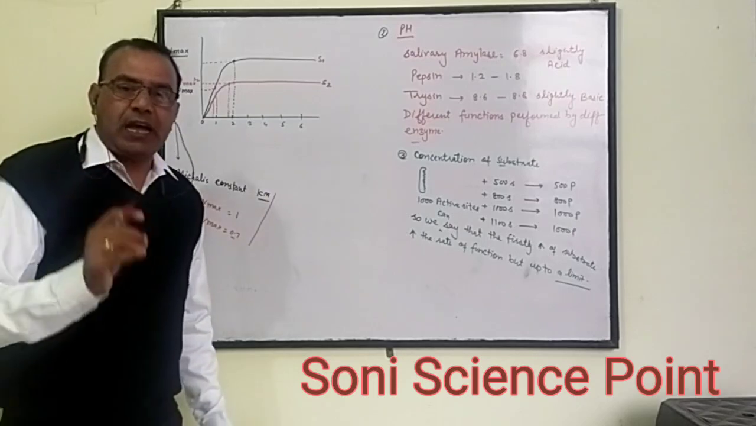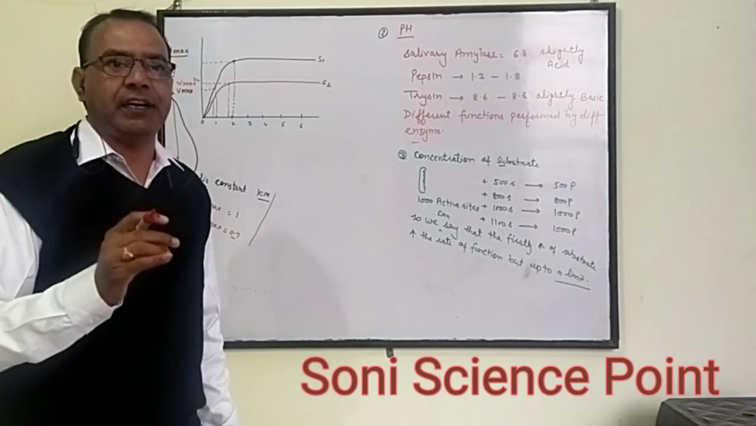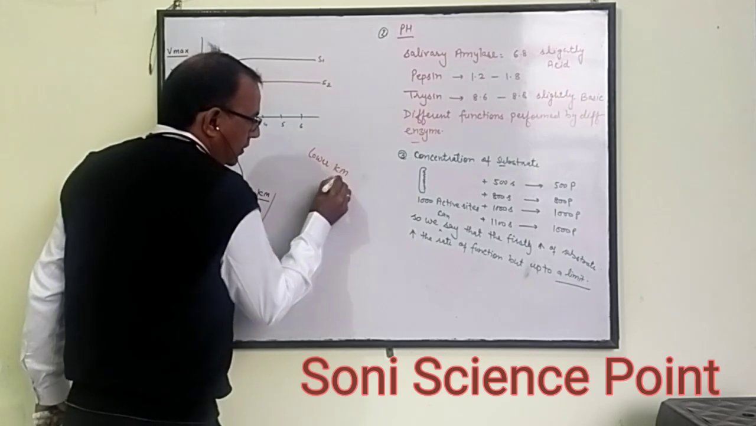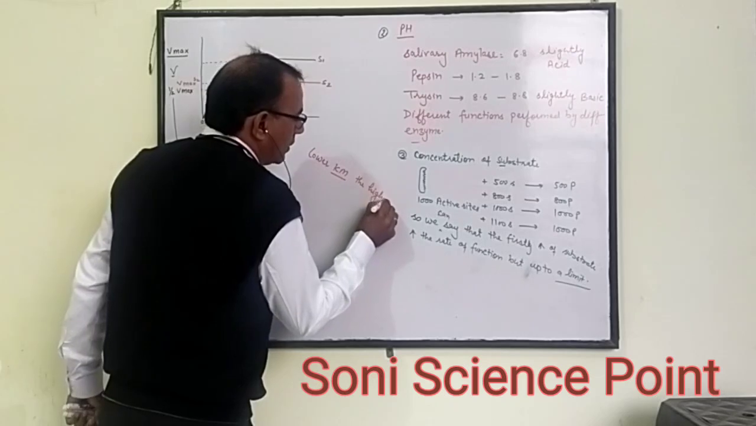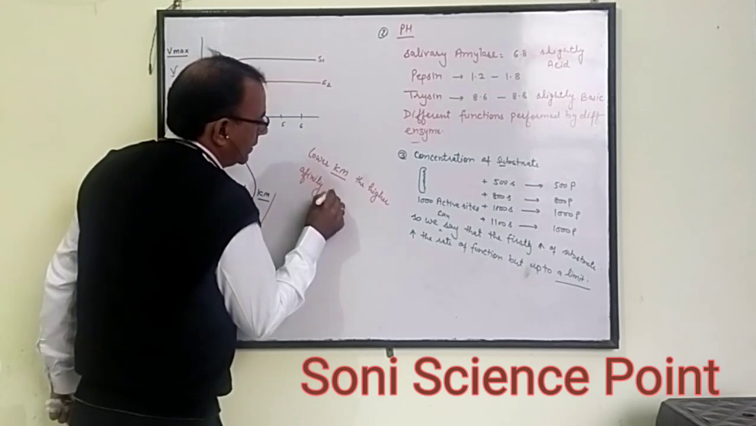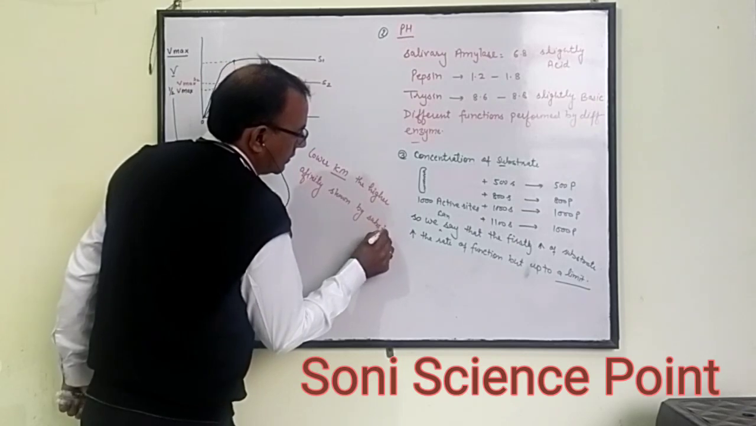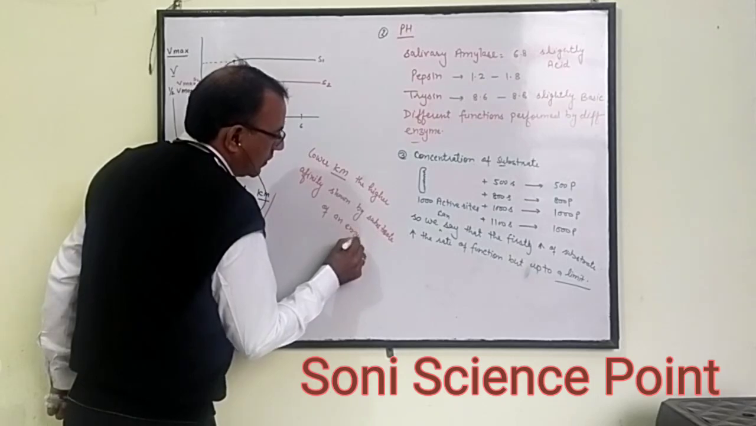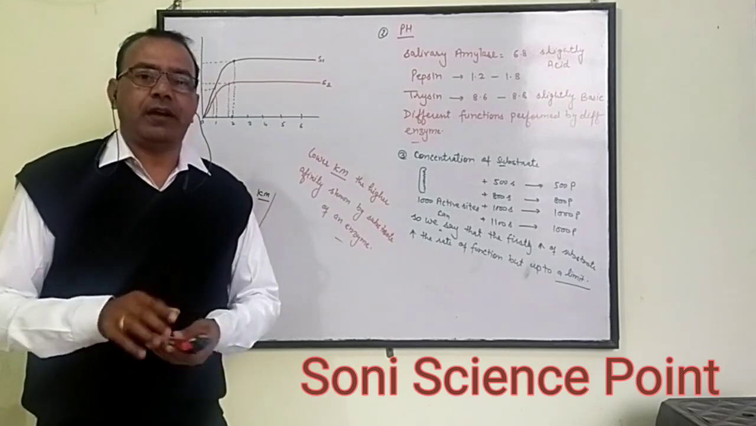The substrate which has the lower Michaelis constant has higher affinity with the enzyme. Lower Km, the higher affinity shown by the substrate of an enzyme. Clear? And these are the different factors which affect the enzyme.